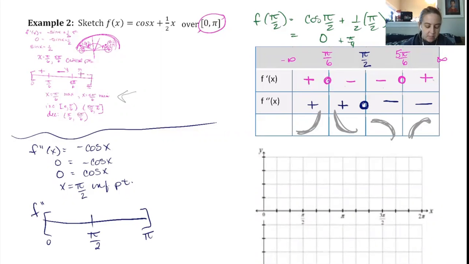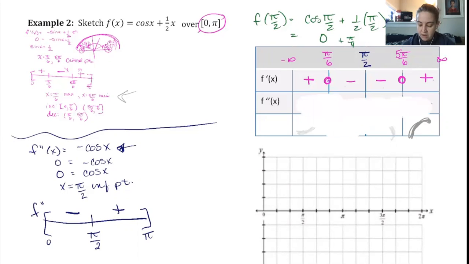So negative cosine of pi over 4, put it into the second derivative. Cosine of pi over 4 is root 2 over 2, but I have to make that negative. So I have a negative. And then over here on the right-hand side, I've got 3 pi over 4. Cosine of 3 pi over 4 would be negative, but the negative in the front makes this whole thing positive. Now, I had moved ahead and made a bit of an error. We're going to get rid of all that. So we are negative, negative, 0 for my inflection point, positive, positive.